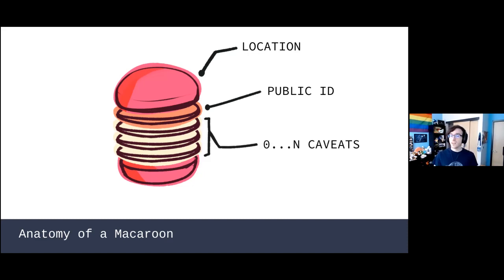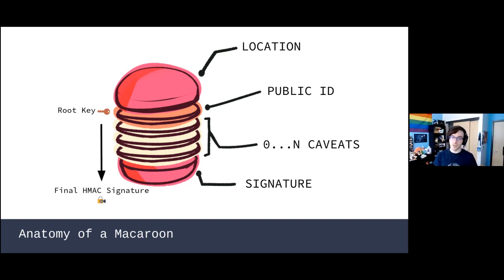The next part is a little more structured. You have zero to however many you want caveats. We'll define caveats in a moment. The final part is the signature. This signature is computed using HMAC, like we said. There's a secret root key that your server or your service keeps, and it is used to seed a chain of HMAC digesting through every single caveat all the way down to the final HMAC signature. And this final HMAC signature is tacked onto the end, and this is what makes up an entire Macaroon.